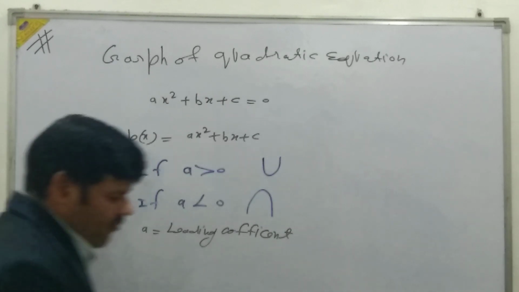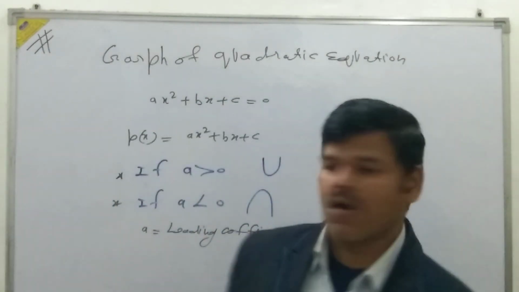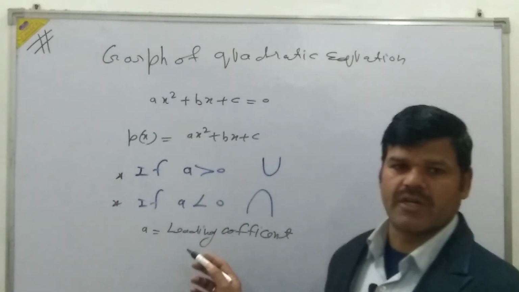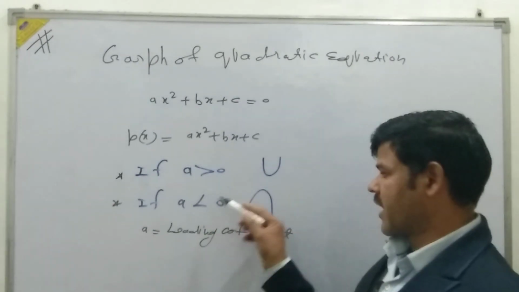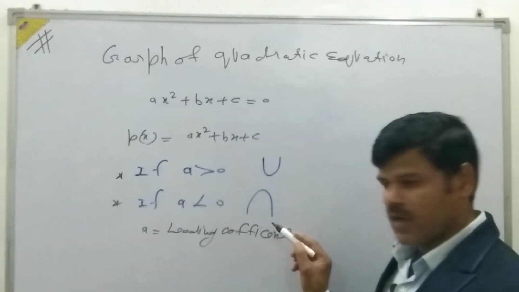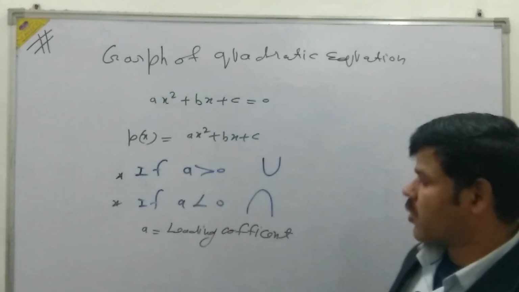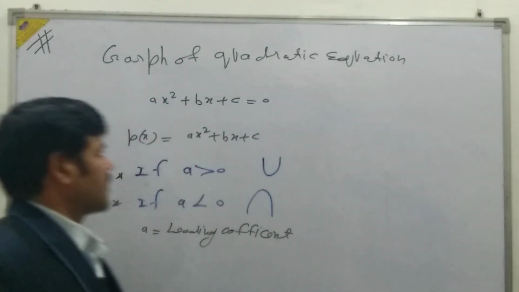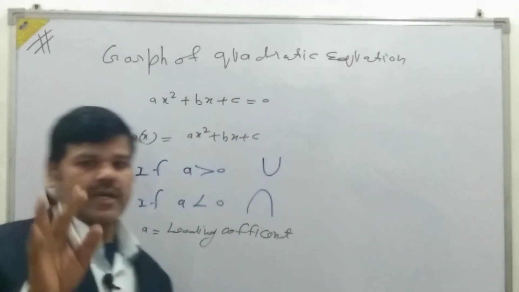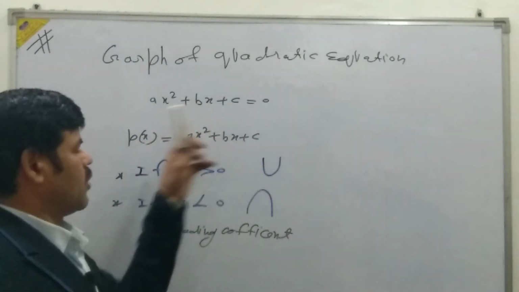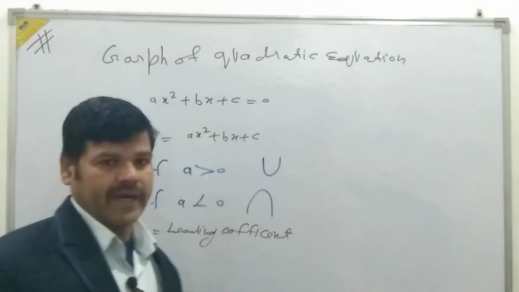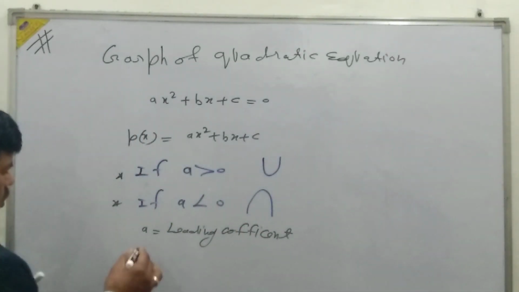Its graph depends upon the leading coefficient. If a is positive, the graph will be an upward parabola. If a is negative, the graph will be a downward parabola. This quadratic equation has two roots, and the quadratic polynomial has two zeros.